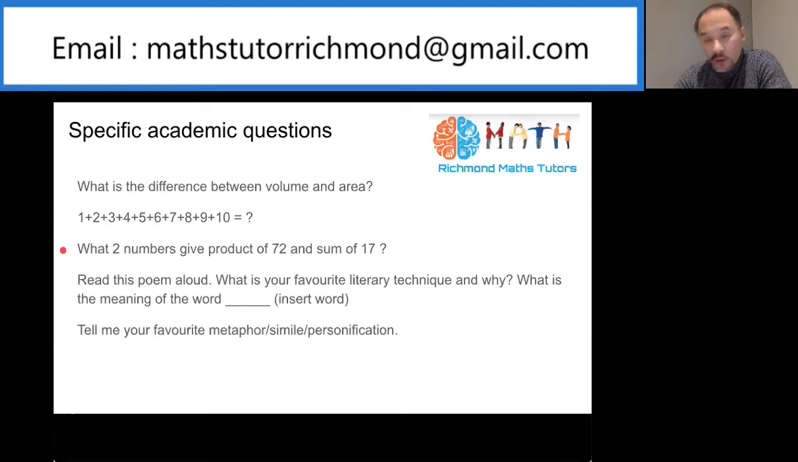For the third question, what 2 numbers give a product of 72 and the sum of 17? You could try a guess and check, but it's better to develop certain strategies by looking at the problem, and also different ways of solving the problem as well. So for this particular question, one strategy you could take is finding out what are the factors of 72 and the pairs of factors that add up to 17. Or from the other way, you can say, well, what number bonds add up to 17 and then they multiply to 72.